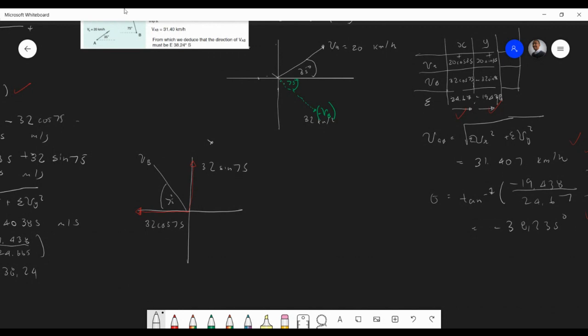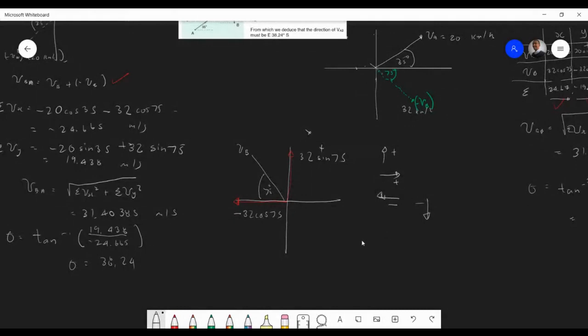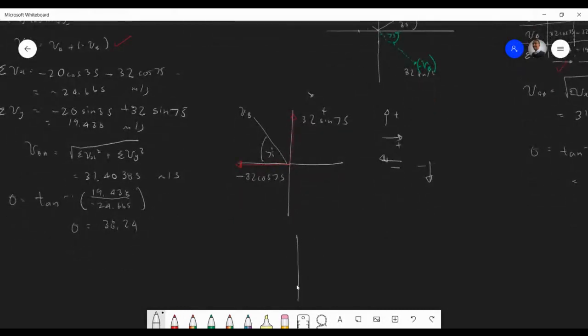Are you happy about that? Yes, I'm happy. Okay, nice. So anything to the right basically is positive. Anything going up is positive. Anything going to the left is negative, and anything going down is considered negative. So that's going to be a plus. That's going to be a negative. You got that? That's how the directions work. Yes, I got that part, sir.